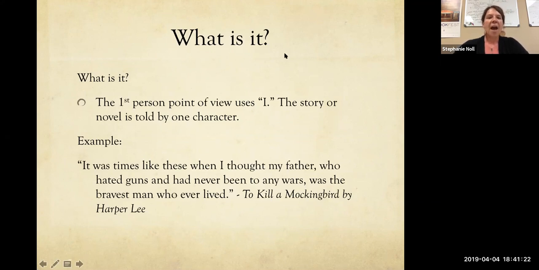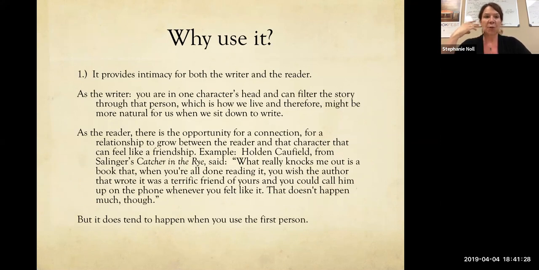Thank you, Haley. Okay, so let's talk about why you would use the first person point of view. It provides intimacy for the writer and the reader, right? It gives you the opportunity as the writer to just be in one person's head. I've never thought about this metaphor before, but I think about method acting, which is not something I've ever done. Still, I think about how the great actors and actresses of our time will, in so many ways, become the people they're portraying.